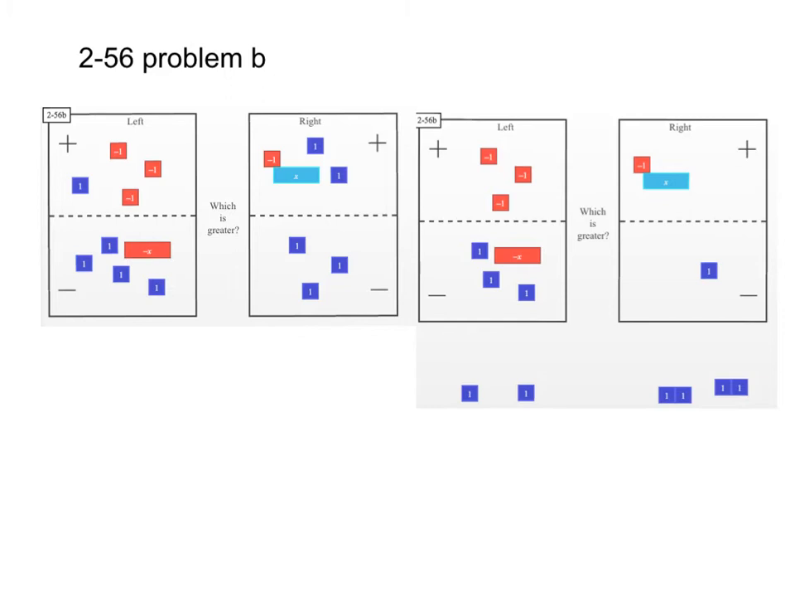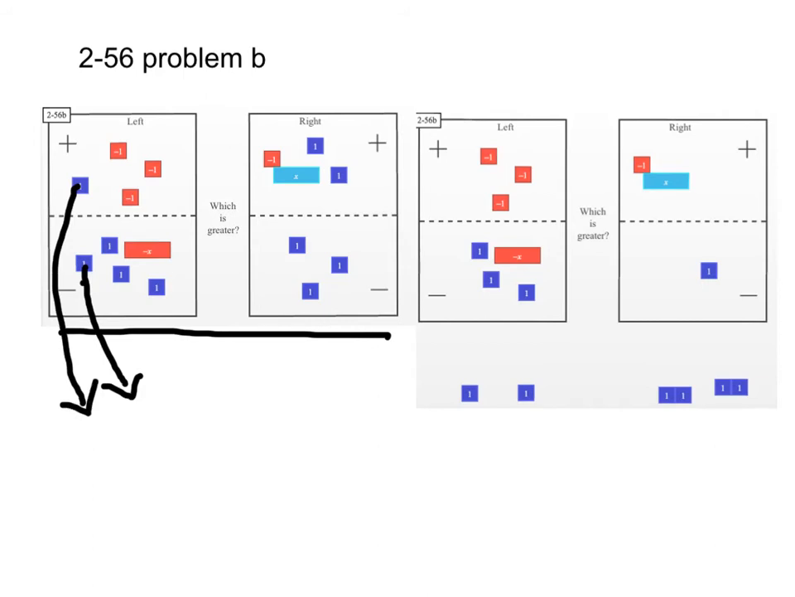Alright, here we have 256 problem B. Again, we're starting with the two expression mats on the left. Okay, right here. And I've simplified them by doing some moves to get to the other expression mat. And this time I did something a little different. So what I did was I removed a 1 from the negative region and a 1 from the positive region on the left side. Okay, because that's the same as 1 minus 1. And I put them down here. Of course, 1 minus 1 is just 0, so I can just remove those.